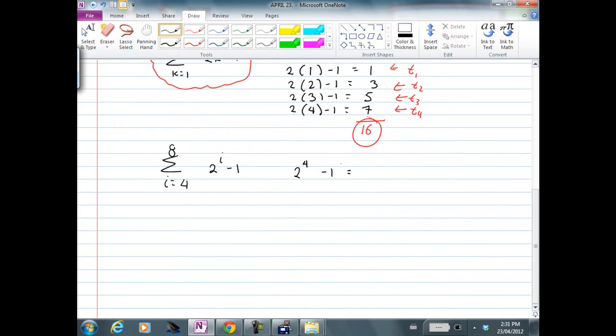Okay, and just plug it in. 2 to the power of 4 minus 1 is 15. I do the next thing. 2 to the power of 5, 2 to the power of 6, 2 to the power of 7, 2 to the power of 8 minus 1. Each one of these gives me a number. We can just easily go in our calculator, plug it in one by one, and you get your number. 2 to the power of 5 minus 1 is 31, I believe.